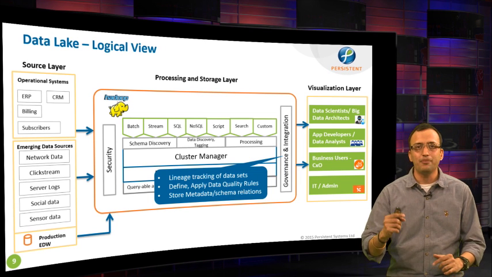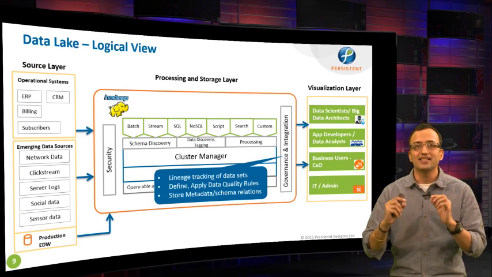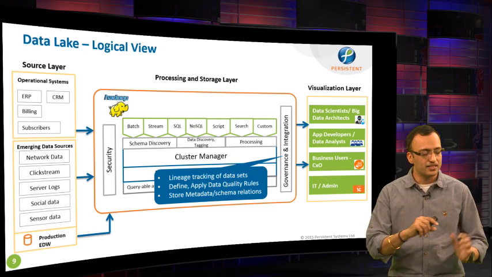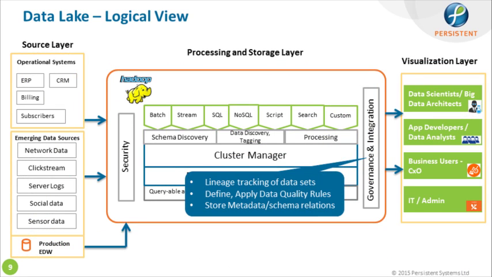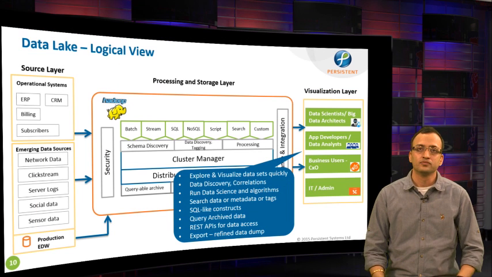The third module in my processing layer is governance and integration. Typically I do data lineage tracking in this layer. I also define quality rules, or a quality engine, for my system, which can be applied to all my data sources. Also, I have to store the metadata schema and the relationships among those metadata components.